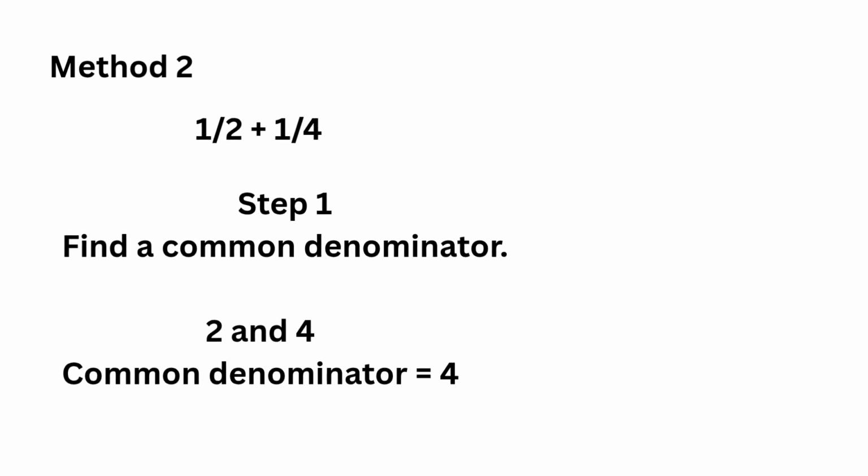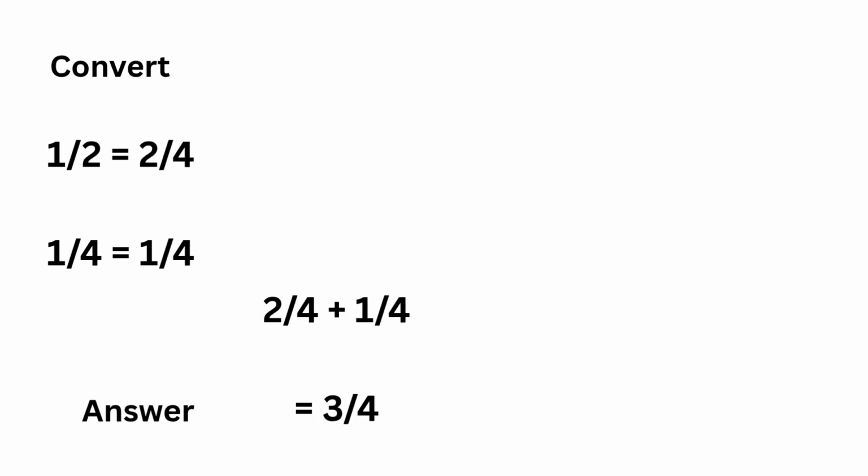So for the second method, 1 over 2 plus 1 over 4. Step 1 is that you find a common denominator. And because 4 is greater, you use it as a common denominator. Between 2 and 4, you use 4 as the common denominator. So since we are using 4 as a common denominator, we need to convert the numbers. So 1 over 2 will now become 2 over 4 because you multiply both the numerator and the denominator by 2. Then 1 over 4 will still be 1 over 4.